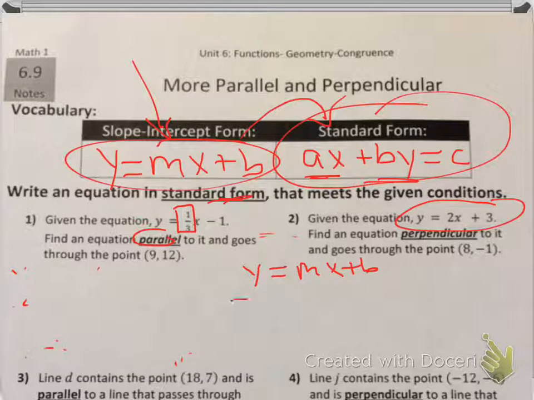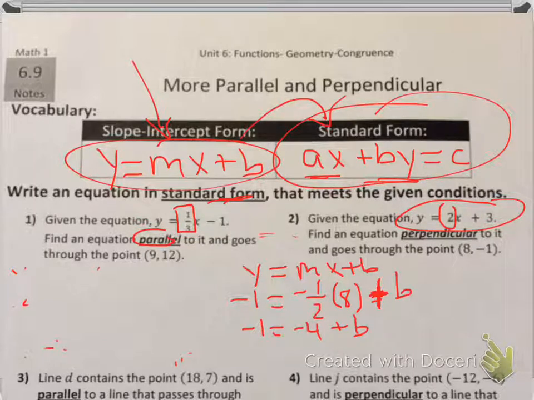So my y value is -1. My slope, I have to be perpendicular to 2/3. So I'm going to be a -3/2. How? Because I flipped it upside down and I changed the sign on it. I'm also going to times by 8 here for my x value, and then I'm going to solve for b. I keep putting an equals sign instead of a plus sign, but it's plus. So I get -1 equals -4 plus b. Add the 4 to the other side, and b equals 3.